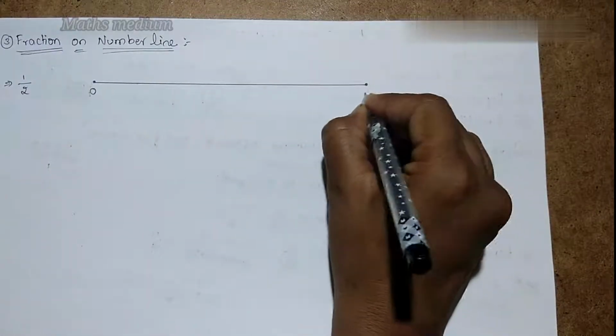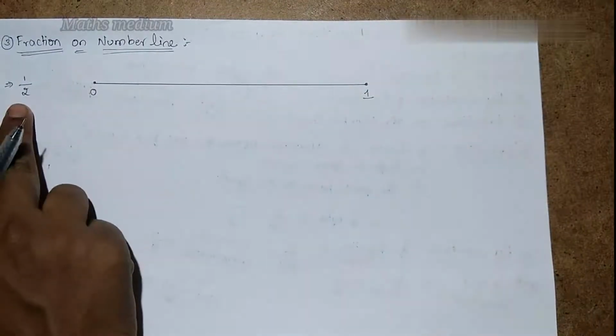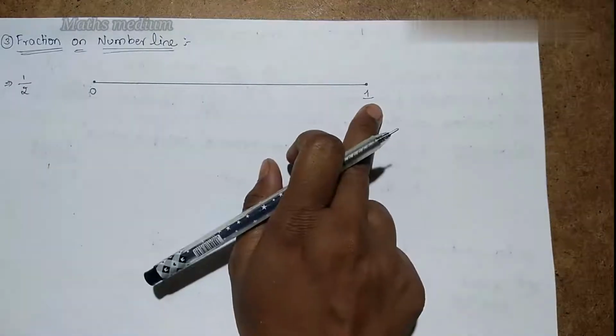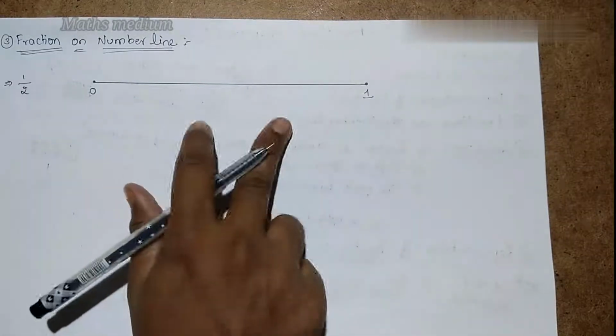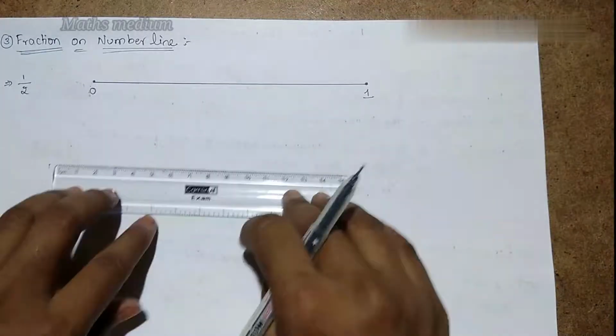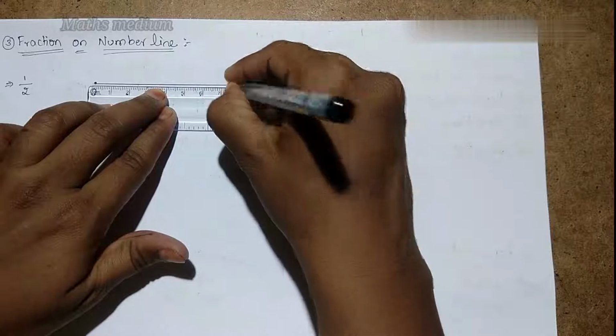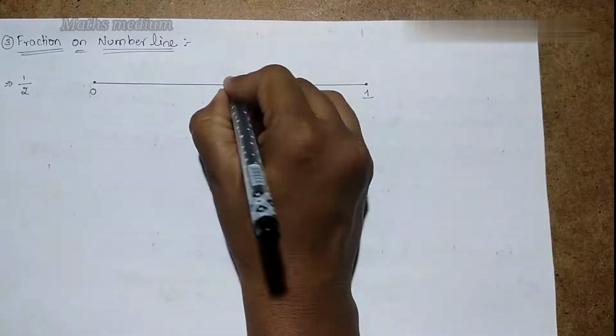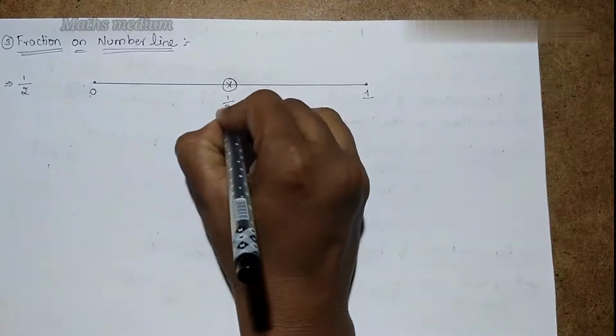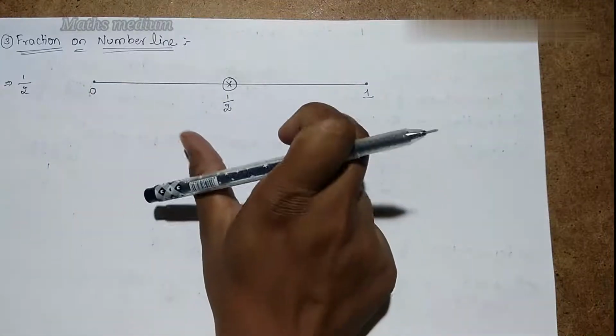This is the 0. I am taking 15 as 1. So half is nothing but 1 by 2, that is half of the part. Let's represent it with a scale: if it is 15 centimeters, then 7.5 centimeters is the midpoint. So this is the half of a fraction. This is the representation of a fraction on a number line.